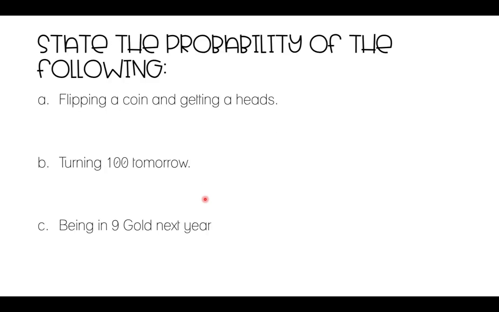So let's state the probability of the following. Flipping a coin and getting a heads. It's either heads or tails, which means there's an even chance here. Now, what is the chance that tomorrow you're going to turn 100? I can almost guarantee you that it'll be impossible. Being in 9 Gold next year. This one's a little bit tricky because you need to know that there's 1 9 Gold and 10 homerooms in total. So you've got a 1 in 10 chance of being in 9 Gold. That's highly unlikely because it's a 1 in 10.